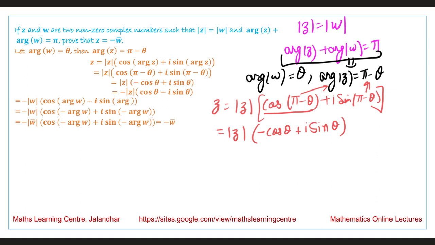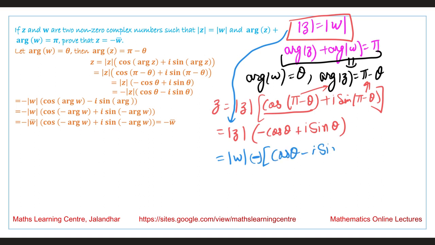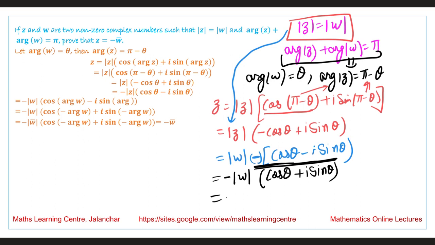Now what we are given is that mod z is equal to mod w. We are using this result over here, so we get that this is mod w. If we take the minus sign common from this, we are left with cos theta minus iota sine theta. So this term we can write as minus of mod of w into cos theta plus iota sine theta, whole bar, this is the conjugate of this number. Mod of w is a real number, so we can write it as minus mod w times cos of theta plus iota sin theta, whole conjugate.